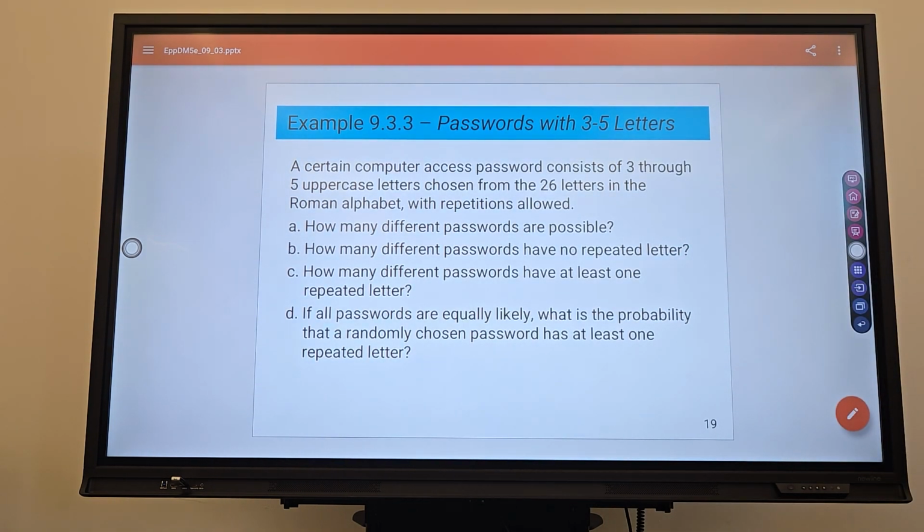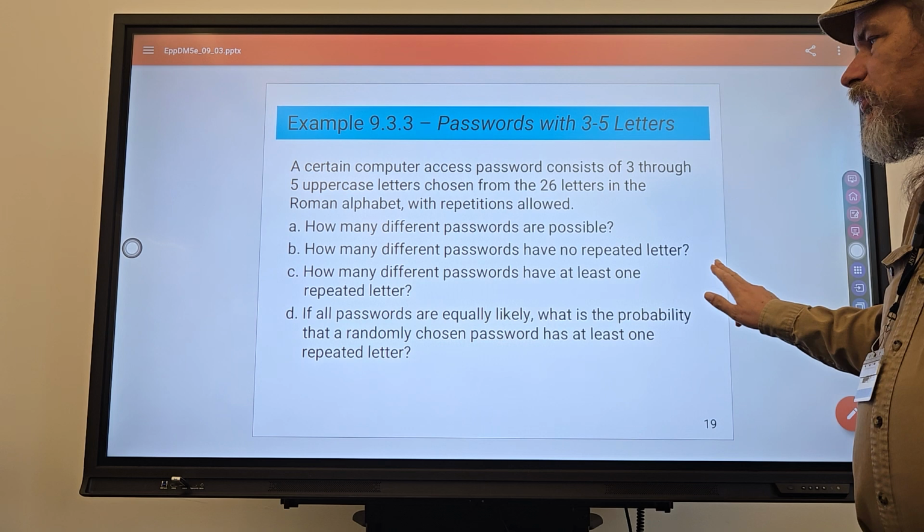All right. A certain computer access password consists of 3 through 5 uppercase letters chosen from the 26 letters in the Roman alphabet, with repetitions allowed. Not a very secure password, but to each their own. How many different passwords are possible? How many different passwords have no repeated letter? How many different passwords have at least one repeated letter? If all passwords are equally likely, what is the probability that a randomly chosen password has at least one repeated letter?